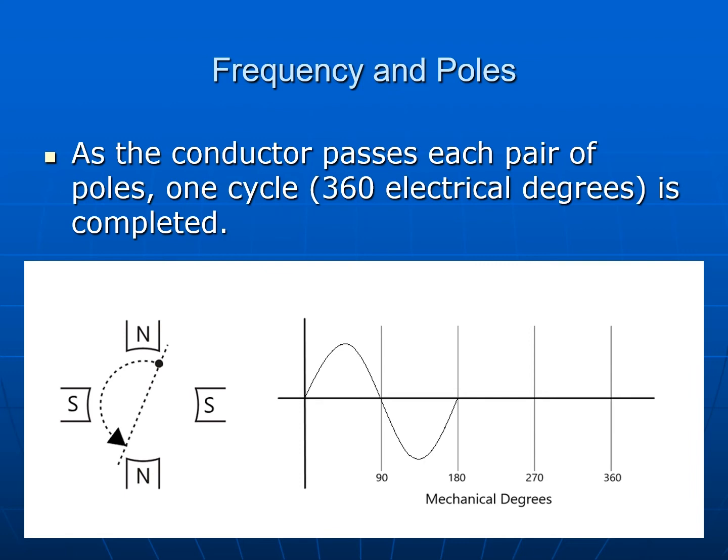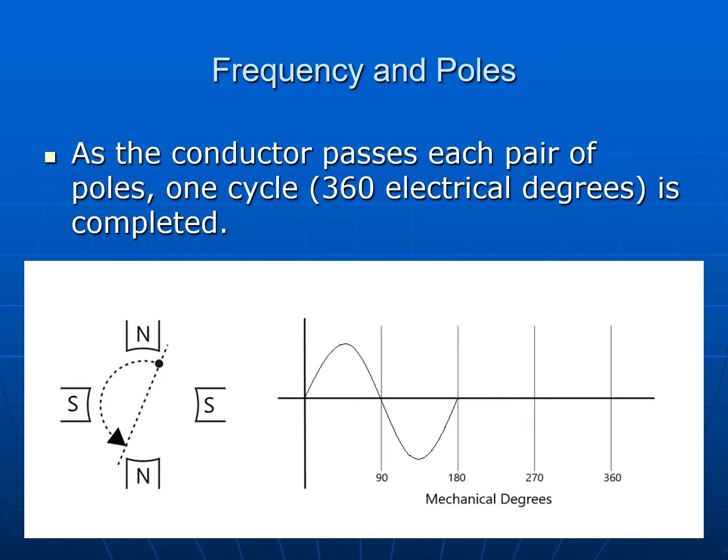The more poles that we have means the more cycles that we can complete in the same amount of mechanical rotation. If I had a two-pole generator with just one single north and one single south, 360 mechanical degrees would complete two alternations or one cycle. And one cycle is equal to 360 electrical degrees.